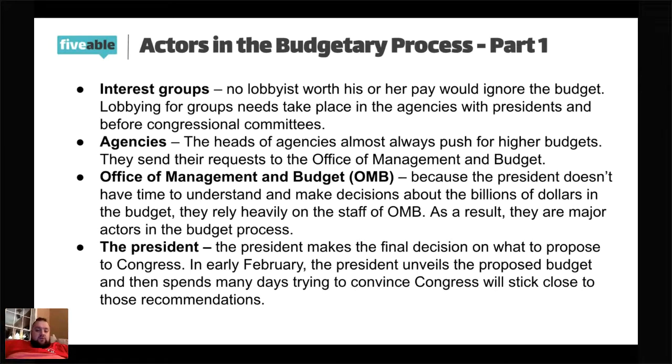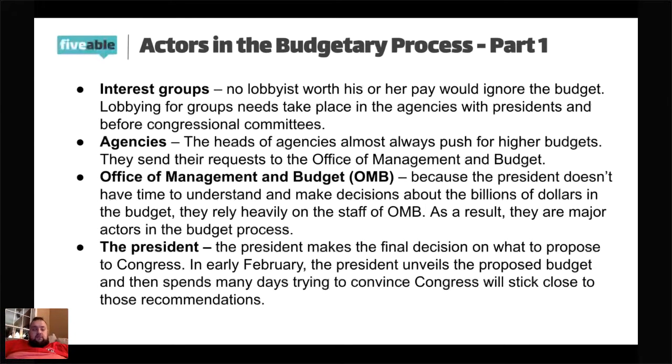So no lobbyist that works for an interest group is worth his or her pay would ignore the budget. Okay, lobbying for groups' needs takes place on the agencies, with presidents, before congressional committees. So the people that work for these interest groups that are lobbyists go and actually try to convince the president and his staff and congressional members to make sure that X program is funded and Y program's not. Interest groups have a big role in this. Okay, so they go meet personally with the congressman or with presidential staff. They go to committee hearings about the budget and they testify, etc.